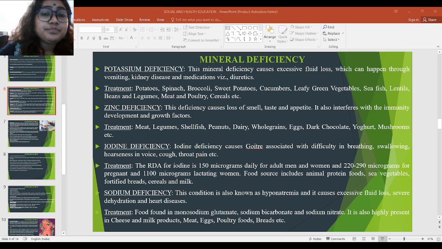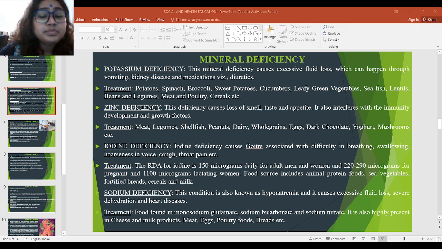For potassium, you are recommended to take green leafy vegetables, broccoli, cucumber, along with potatoes and sweet potatoes. We can also take cereals, lentils, pulses, poultry, sea fish, and meat. So it is highly recommended.